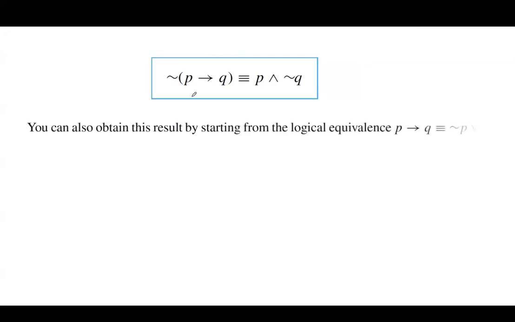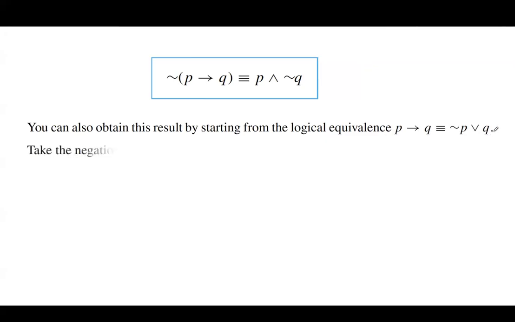A common question is, how do we find the negation of implication? Can I just distribute the negation over the parentheses here? Is it going to be not P, then not Q? It's not. So to find the negation of implication, we have to work with the equivalent statement first. We can obtain this result by using the following equivalence between P then Q and not P or Q.